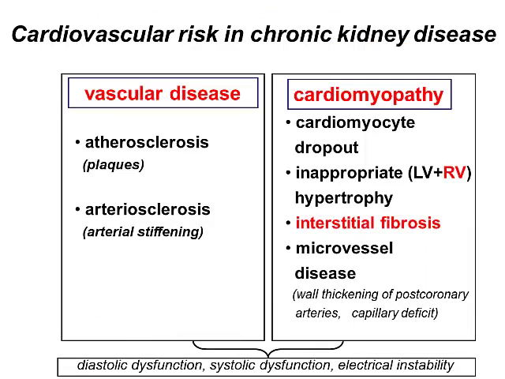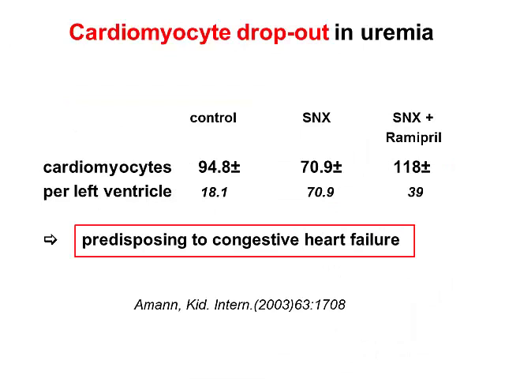Cardiomyopathy consists in renal failure by a dropout of the cardiomyocyte. We lose our cells by apoptosis, I don't know, but this is a fact. An inappropriate hypertrophy, I also alluded to that. Interstitial fibrosis and microvessel disease. I will briefly discuss that.